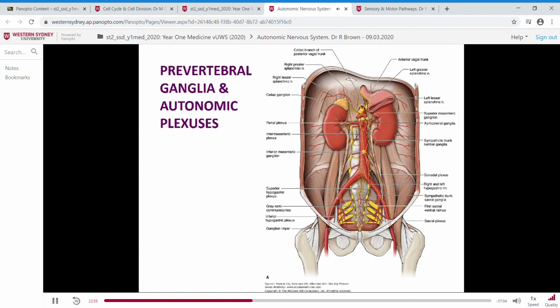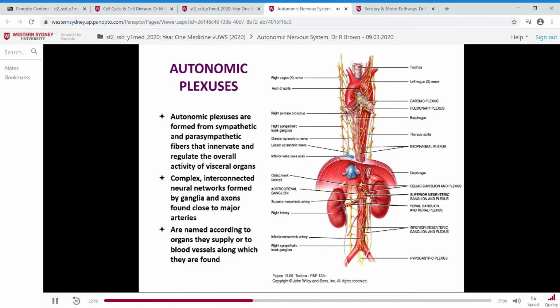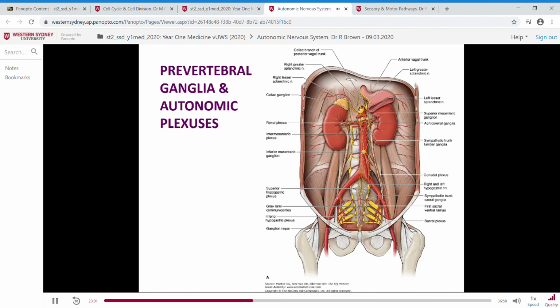And that's just another diagram. It's either or, whichever diagram you prefer to use, okay? So you can see your plexus and your ganglia here. So it's quite complex in this region, in the abdominal region, when it comes to the nerves.